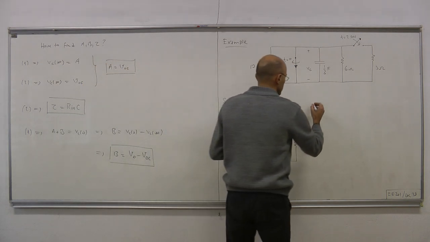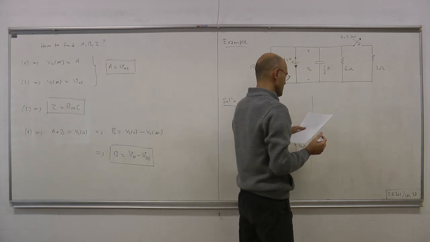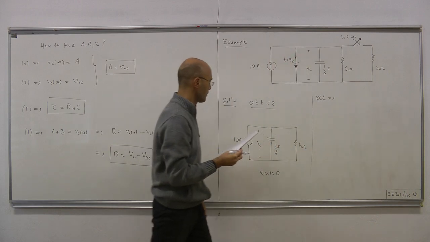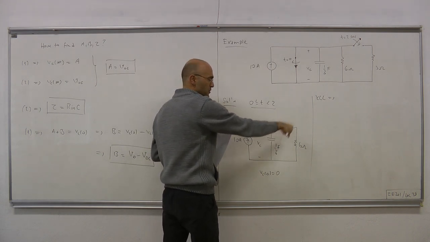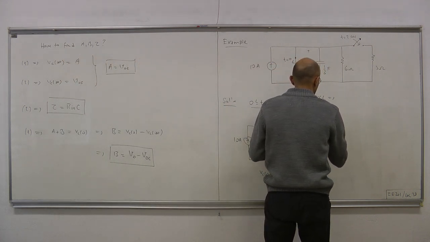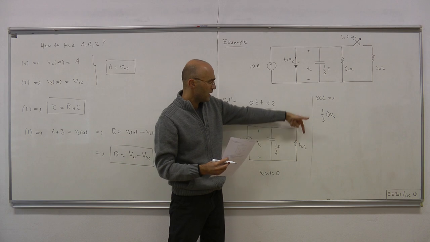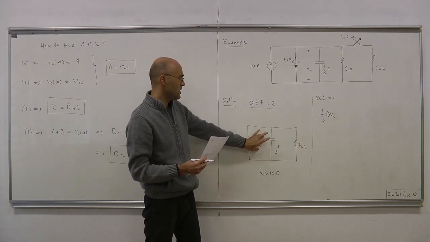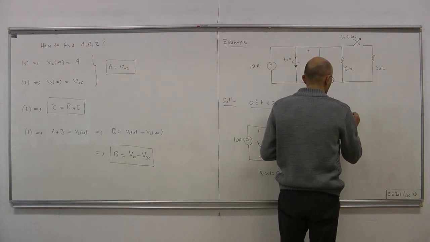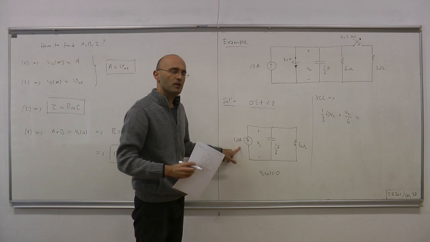Initially the switch is closed, therefore the capacitor is short-circuited. Now, KCL tells us that this current must equal the capacitor current plus the current through the 6 ohm resistor. So we have 1/3 dVc, which is C dVc, the capacitor current iC, plus the resistor current, which is Vc over 6, because capacitor voltage and resistor voltage are the same. The sum must equal the current coming from the source.